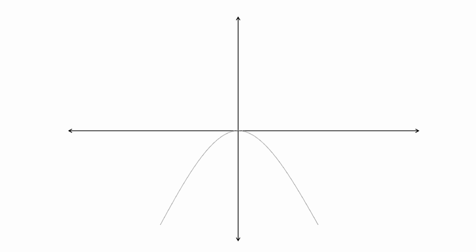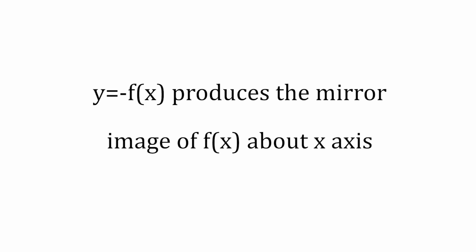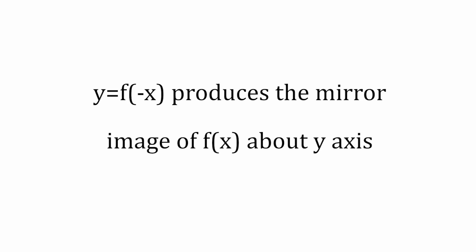In a more formal sense, for every y equals f of x, y equals minus f of x produces the mirror image of f of x about the x-axis. And similarly, y equals f of minus x produces a mirror image about the y-axis.